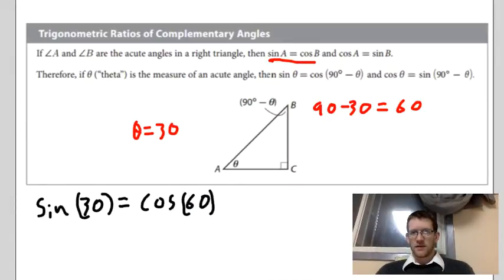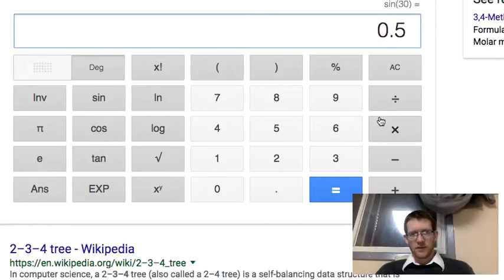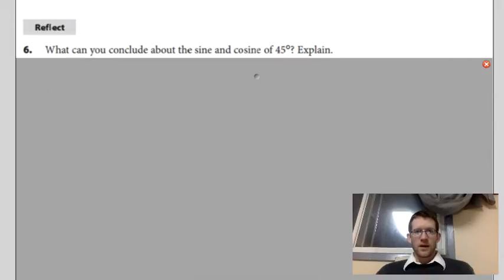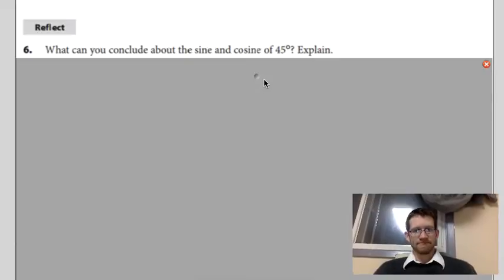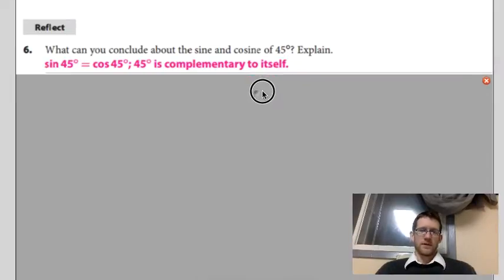Why don't we test this in our calculator real quick? So I said that the sine of 30 equals 1/2, and the cosine of 60 equals 1/2, right? So just keep that property in mind. What can I conclude about the sine and cosine of 45 degrees? In this case, 90 minus 45 is 45, right? So these two will just be equal.